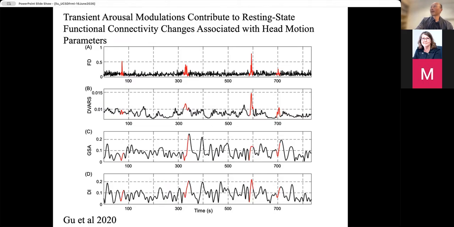Okay. The other thing that's interesting is that this is looking at FD, which I think some of you know is a measure of head motion. What they find is that before you move the head, the global signal actually starts changing. So essentially, your head motion is also related to your arousal state, right?